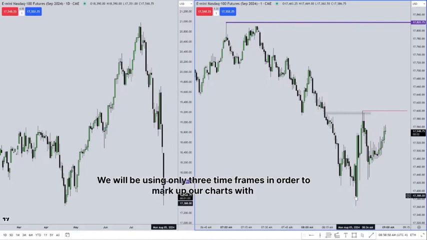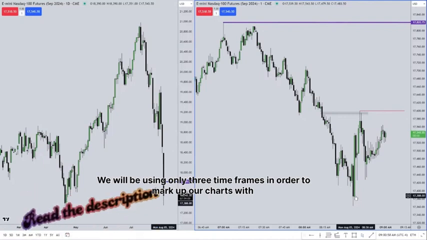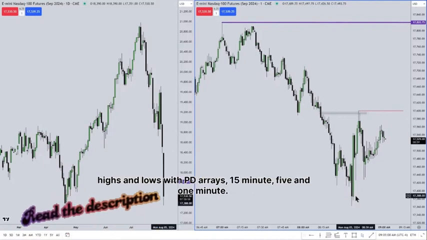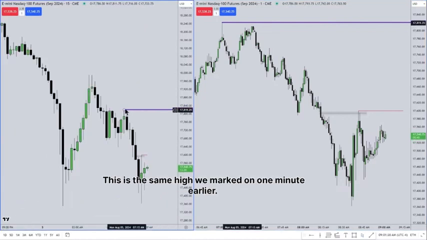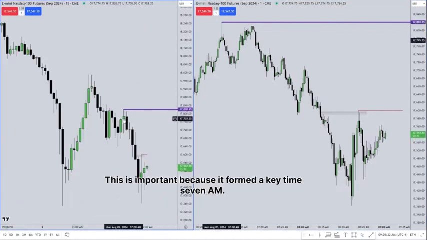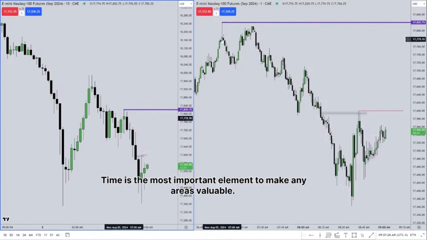We will be using only 3 timeframes in order to mark up our charts with highs and lows with PD arrays: 15-minute, 5, and 1 minute. Look at this high on 15-minute. This is the same high we marked on 1 minute earlier. This is important because it formed at a key time, 7 a.m. Time is the most important element to make any areas valuable.